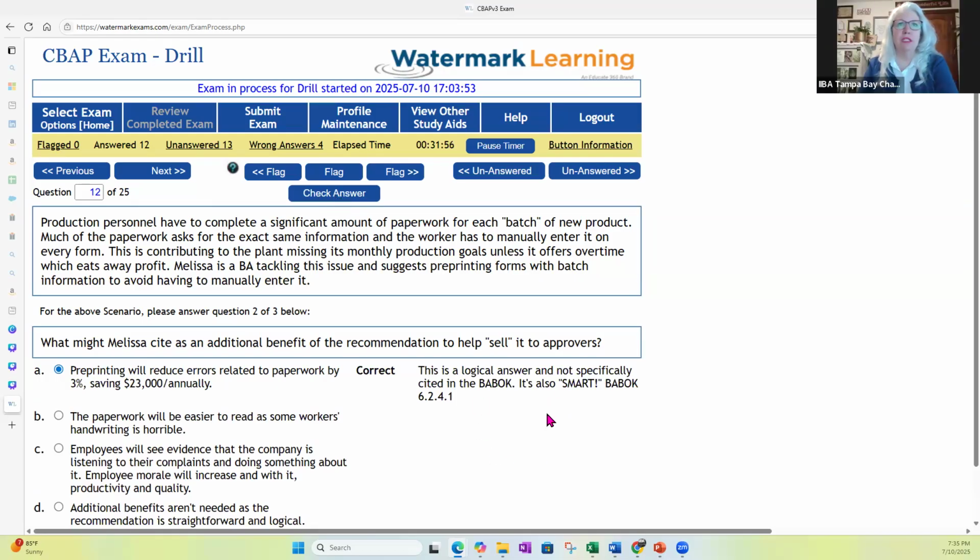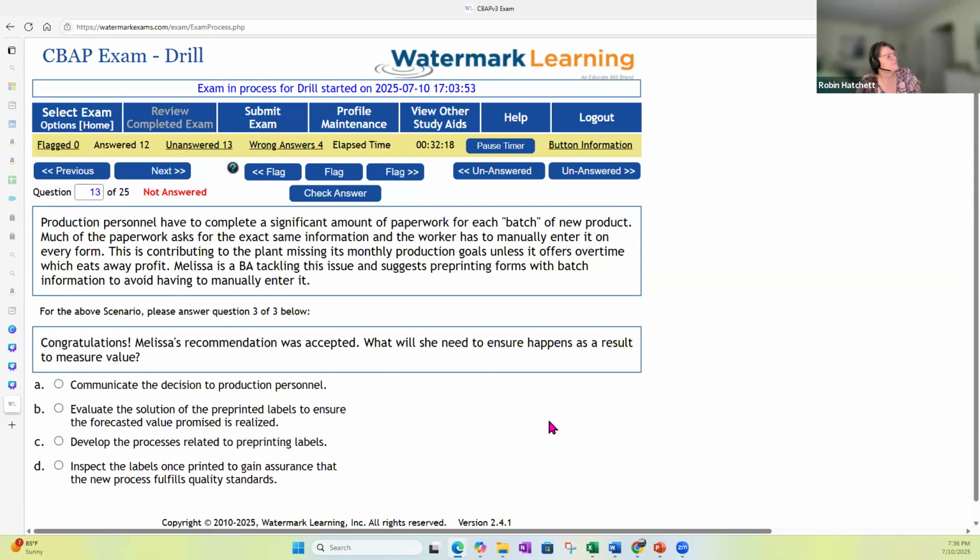This is a logical answer and not specifically cited in the BABOK, but it's also SMART, which is BABOK. We've got numbers, so it's like, okay, we have a target, we know what to aim at. And all of this other stuff could be true, but this is what we would use to try to sell it, specifically on perhaps a business case. Yep.